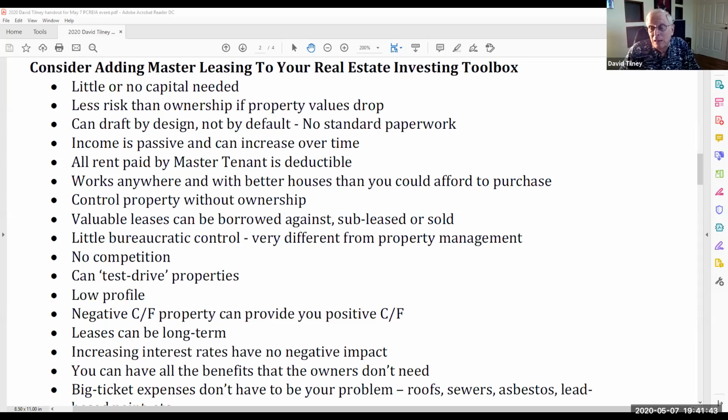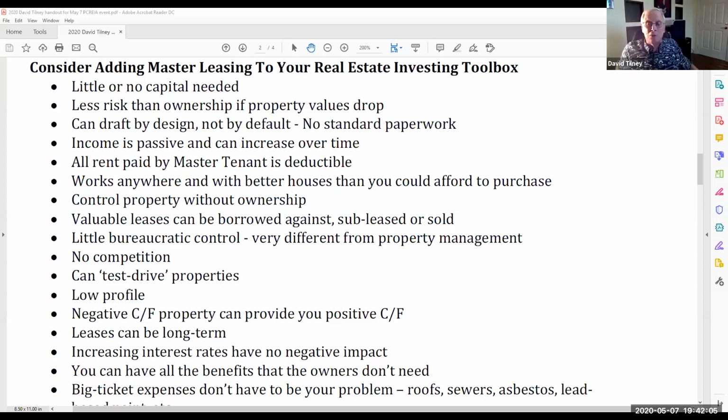There's a lot less risk than ownership. That's the example I gave you, that you think of the folks that bought properties before the 2008 to 2010 time period, that some of those folks are no longer in the real estate business. They lost it all. And some of them started over, but some of them did not. So you don't have that kind of a problem.